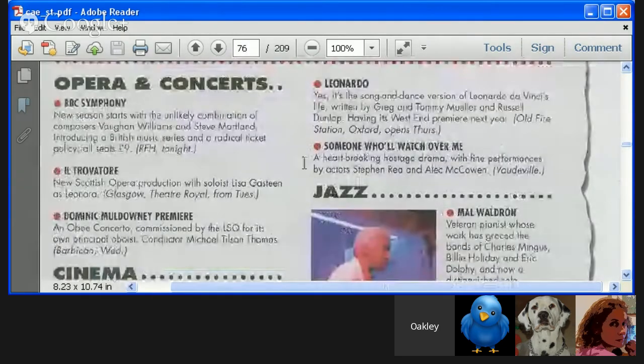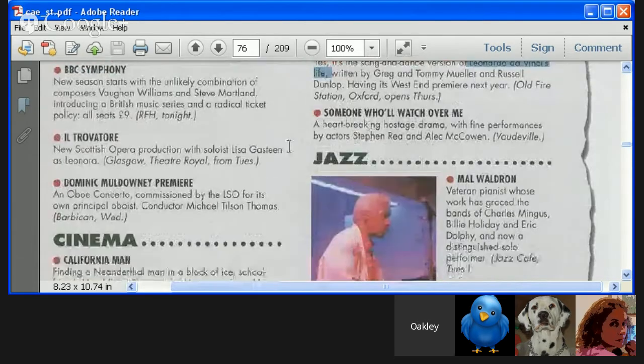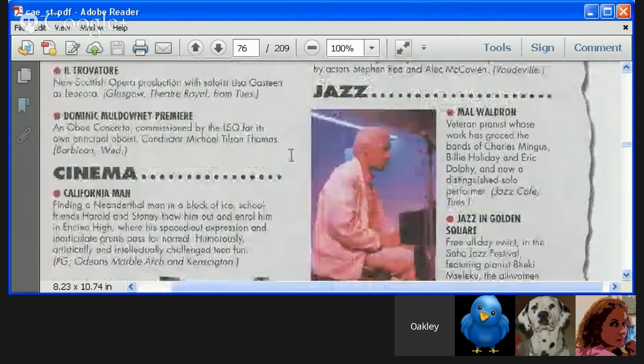Where do you see Oxford? Oh, Oxford. Oh, look. That wasn't too hard. Okay. And it's something about this Leonardo thing. Song and dance version of Leonardo da Vinci's life. Wow, I'd love to see that. How crazy. I'm going to paint the Mona Lisa. Here I go. Okay, crazy. All right. There's one. Where's another one? Who can find it before me? I'm just going to scroll down the page. Another one for Oxford.